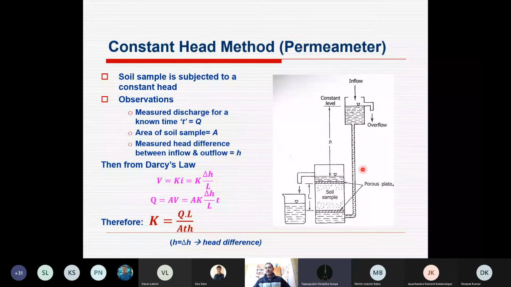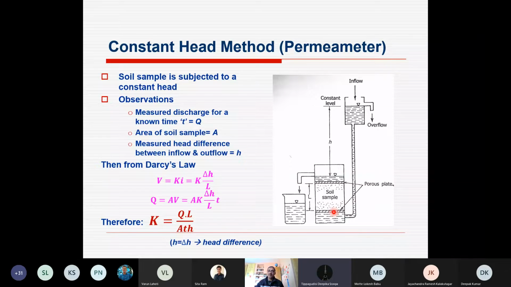Suppose we have this particular setup where the soil sample is subjected to a head of water. This level of head supplies water to the soil sample, and the supply approaches from the bottom. After saturating the sample, water comes up because of this pressure and then flows off from the system through this opening. The opening has a particular height, so we know at what level the water comes out of the system.